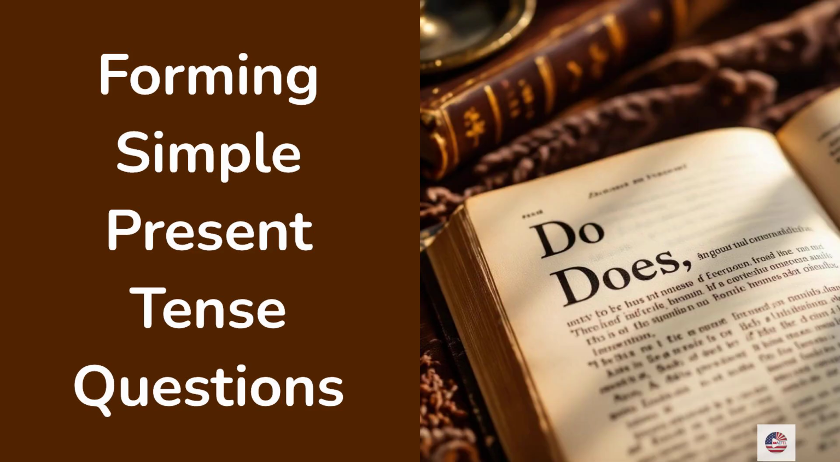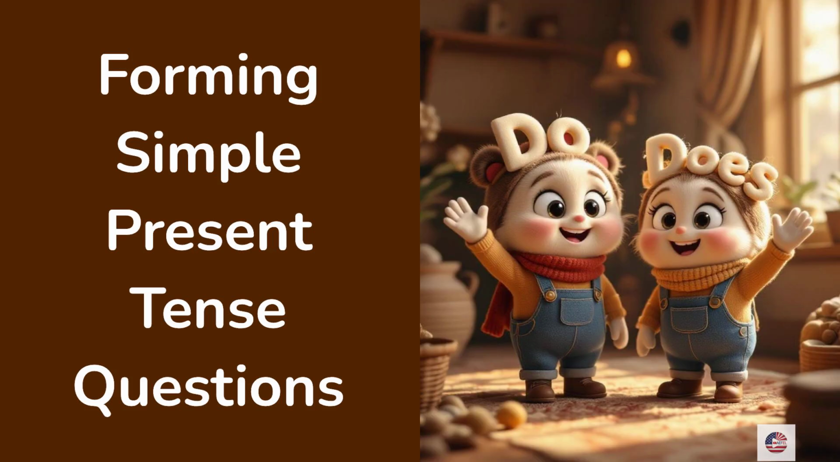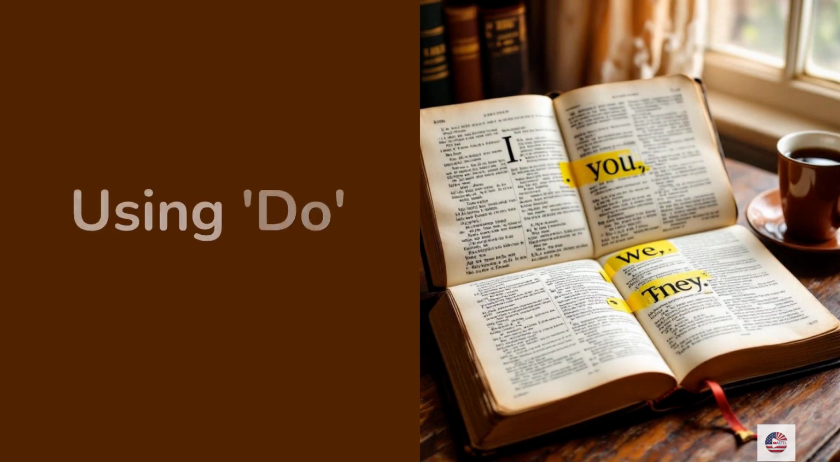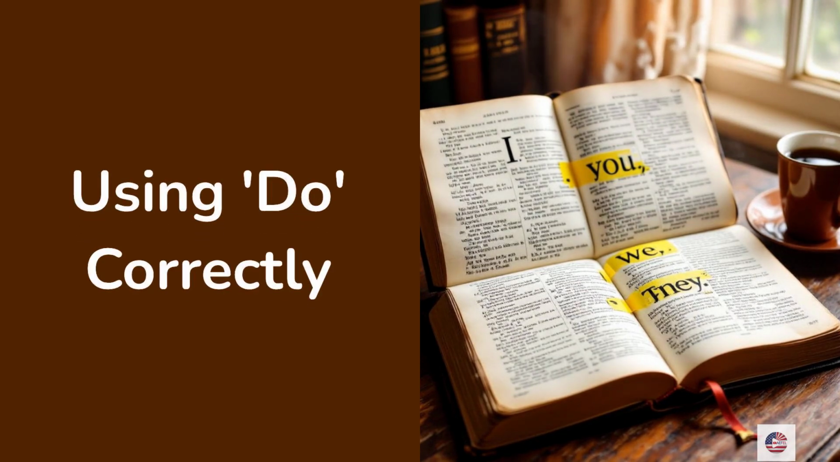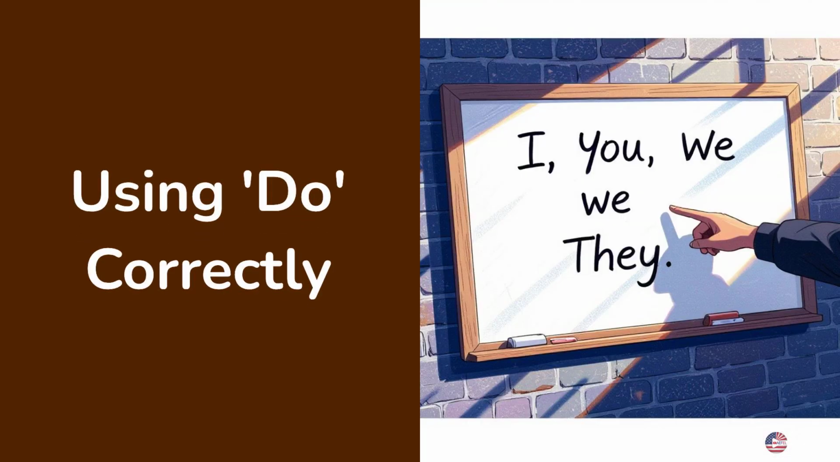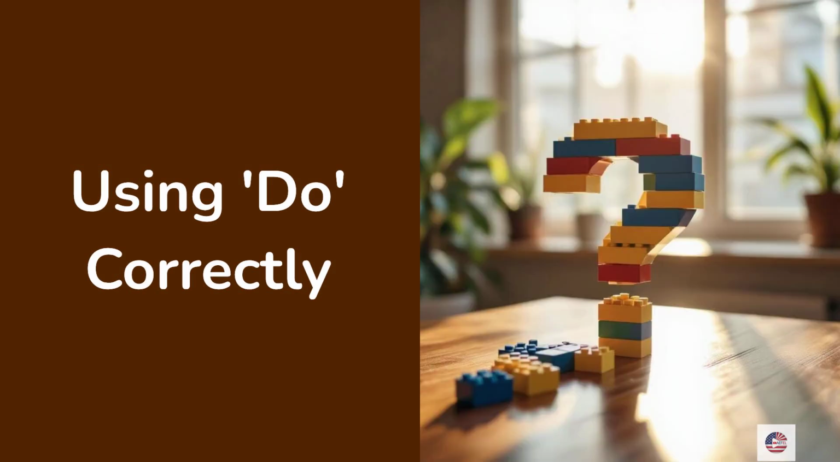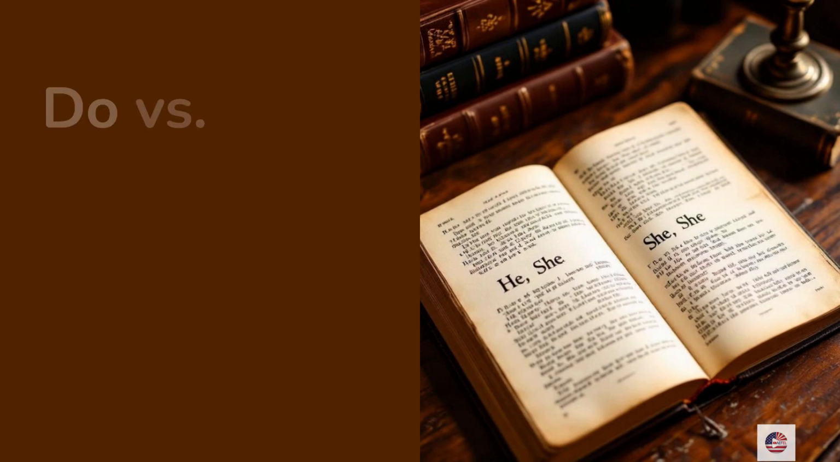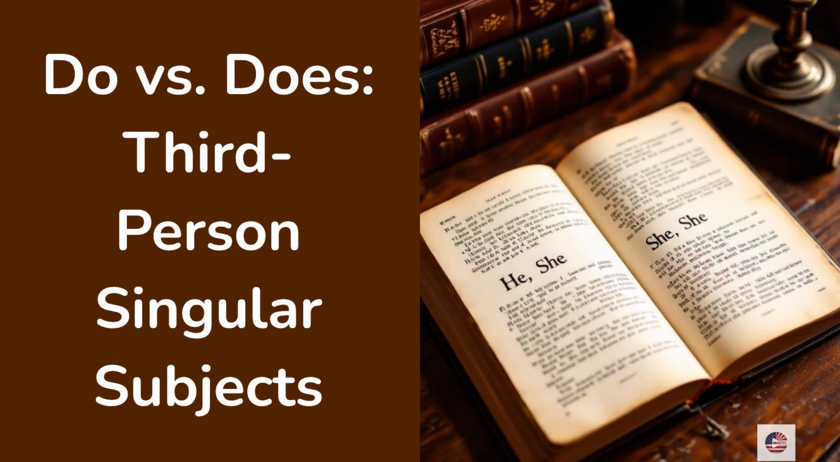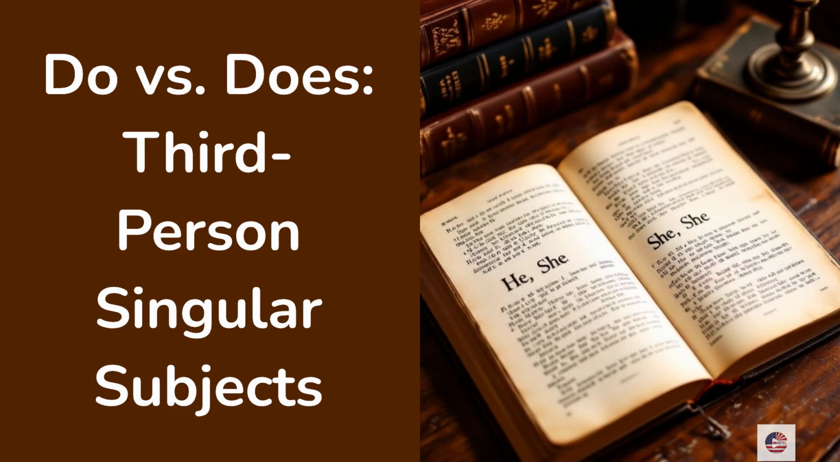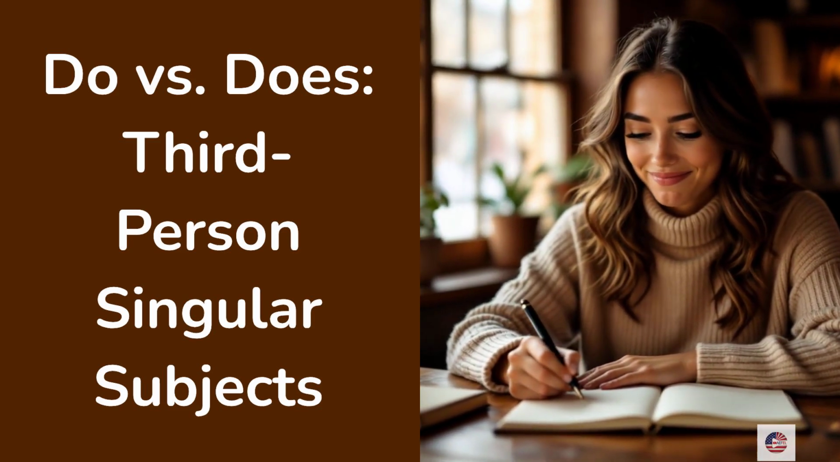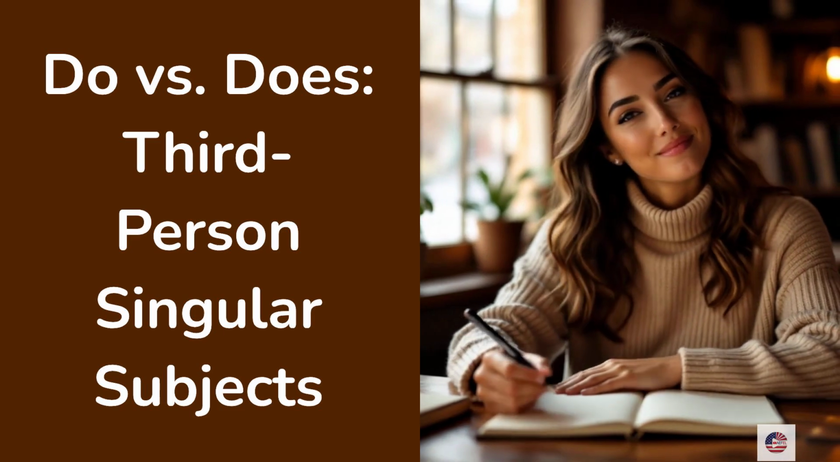When forming simple present tense questions, we primarily use the auxiliary verbs do or does. These little words are your best friends here. You'll use do when your subject is I, you, we, or they. Think of it as the plural and first-person singular helper. It sets up your question perfectly. On the other hand, does is reserved for third-person singular subjects. He, she, or it. Remember this distinction, and you'll be off to a great start.